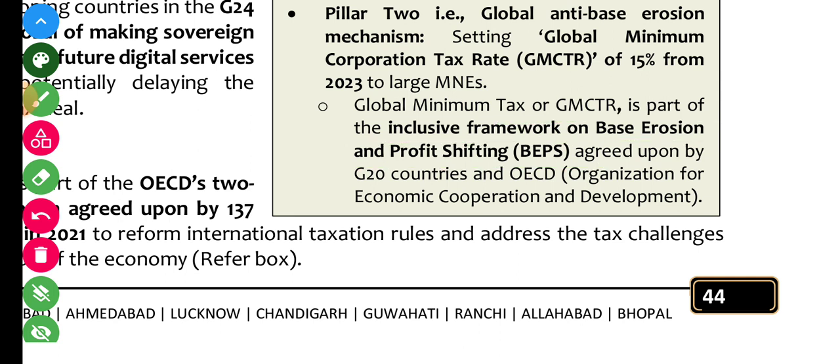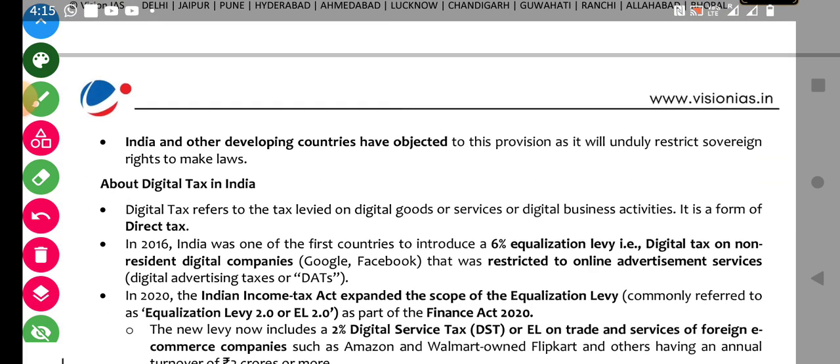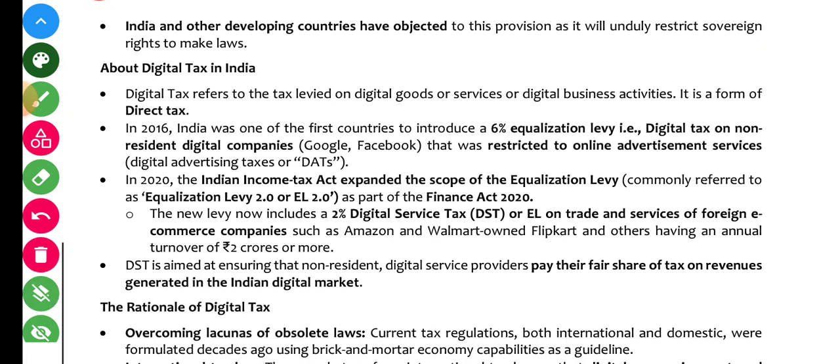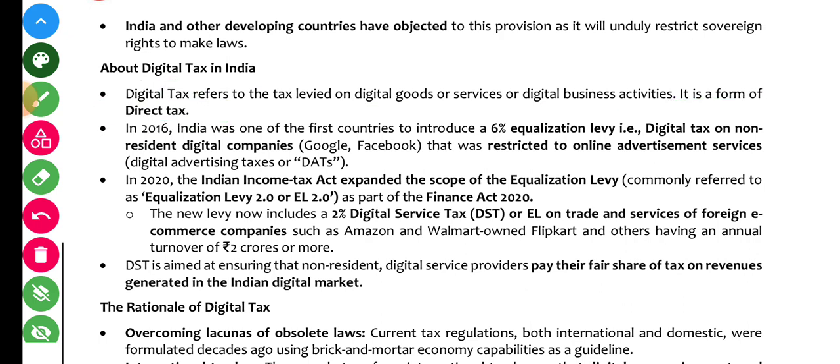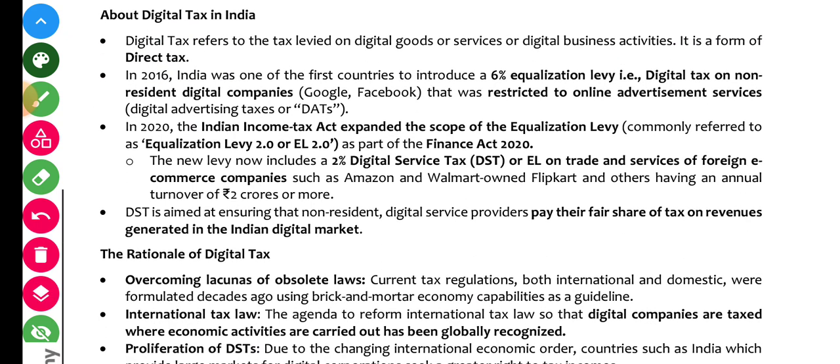So keep this in mind. Agreed upon by the G20 as well as the OECD. Keep this in mind. Okay. Next is the digital tax in India. Digital tax refers to the tax levied on digital goods or services or digital business activity. It is a form of direct tax. So keep this in mind. Digital tax is a direct tax.